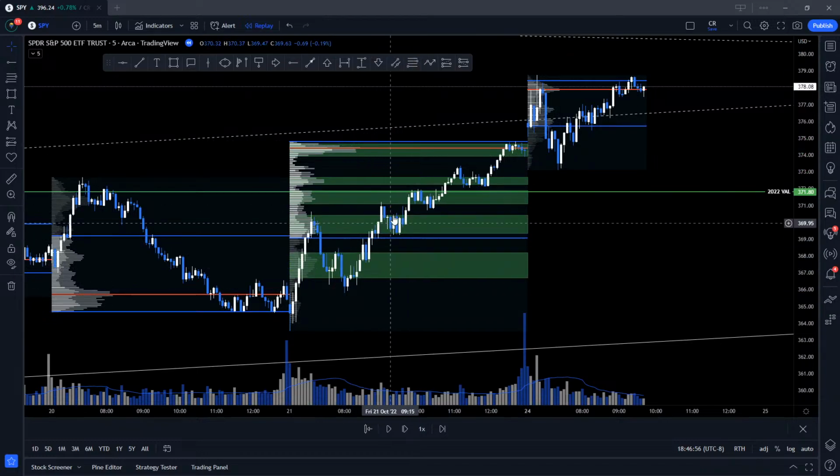And then again, once we come to this level here, price is able to hang out and consolidate because we have this shelf for it to stand on, or this stair for it to stand on.